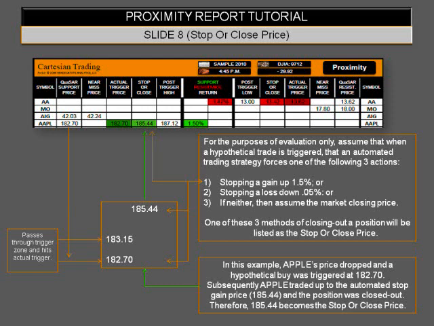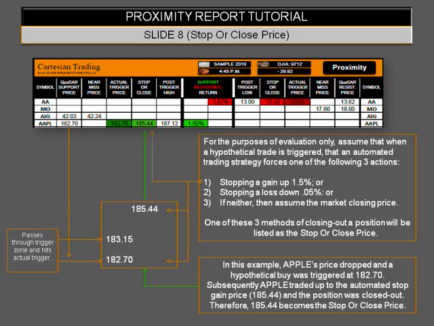First, a stop gain of 1.5%. So if a trade is triggered and the stock moves in the appropriate direction and shows a gain of 1.5%, it's automatically stopped out for the purposes of evaluation. Or number two, if the stock trades opposite to where the assessment believed it would go, then it would automatically stop loss down 0.5%.